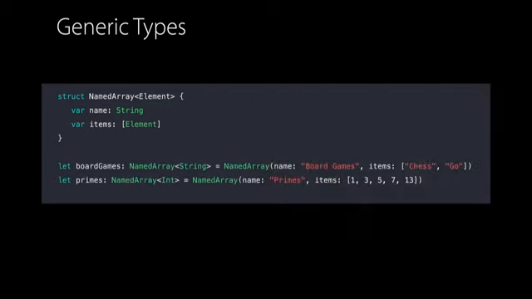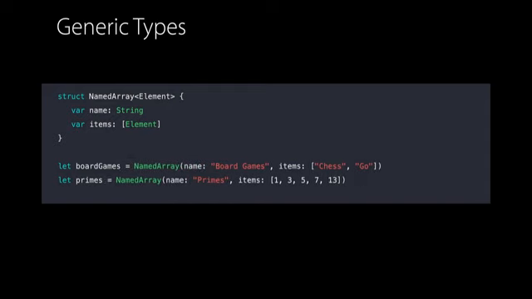You create a generic structure instance just like an instance of another type. Here you can see, if you write the type annotations, board games and primes have different types. One is an array of strings, and the other is an array of integers. They have different element types, so they are different types. You don't have to write the arrays. Swift infers what element is automatically. So that's structures.